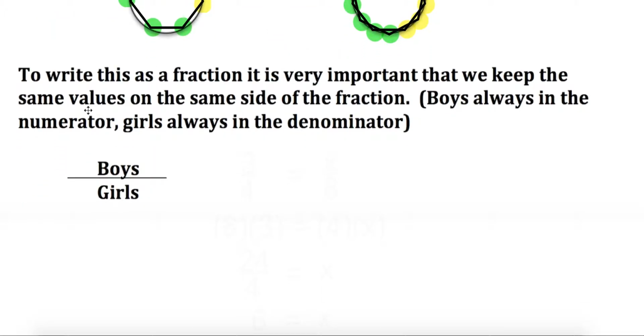So let's look at it mathematically. To write this as a fraction, it's very important we keep the same values on the same side of the fraction. So in this case, we're always going to have the boys in the numerator and the girls in the denominator. So I'm going to set up my fraction that I know first, which is 3 to 4. I know there's 3 boys for every 4 girls. But now I don't know how many boys there are to every 8 girls, but I can figure this out using math. My first step is going to be multiplying 3 times 8 and 4 times x. That's going to get rid of my fractions.